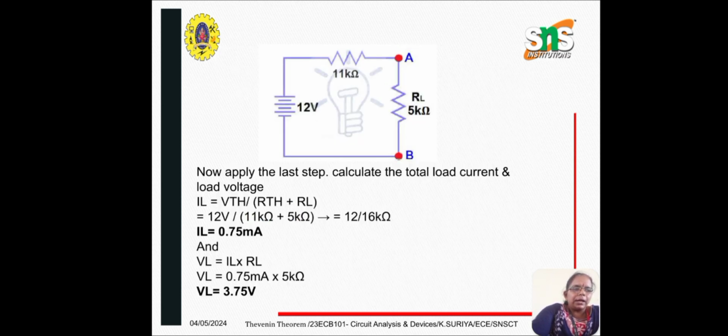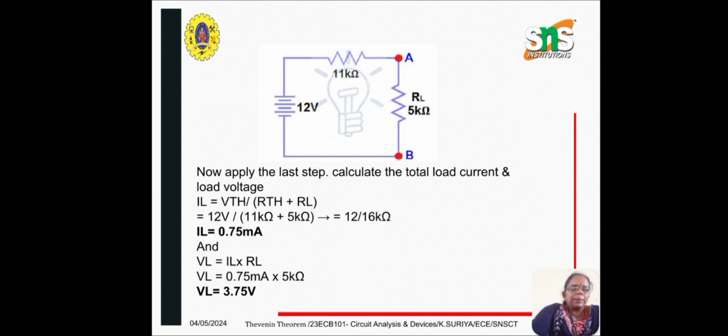So now we want to find out the current through the load resistor. So I is equal to V by R. So 12 by, here R is 11K in series with 5K. So 12 divided by 11 plus 5. So you will be getting 12 by 16 kilo ohms, which is 0.75 milliamps. So next we have to find out the voltage across RL, which is equal to current through RL into resistance RL. So current is 0.75 milliamps. So 0.75 milliamps into 5K. So you will be getting it as 3.75 volts. So this is how you will be finding out the Thevenin's equivalent circuit.